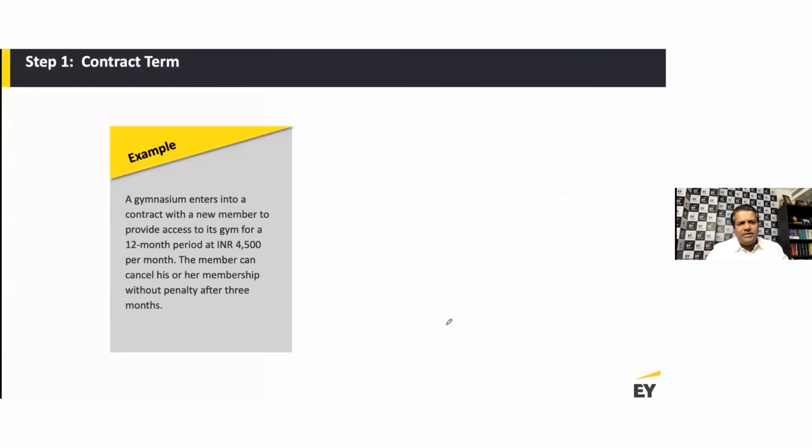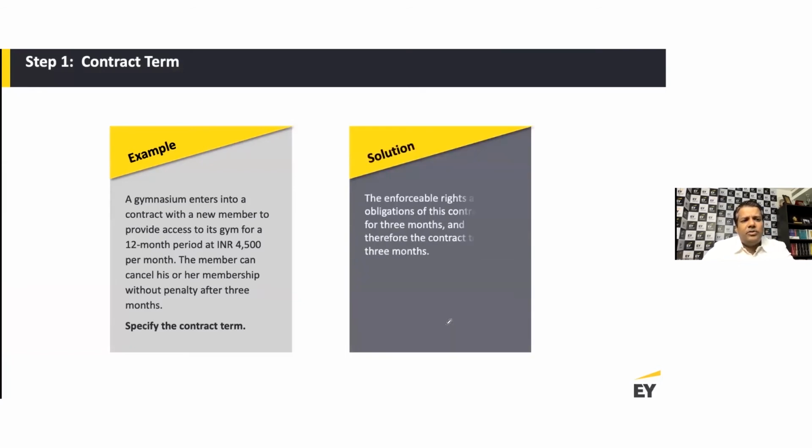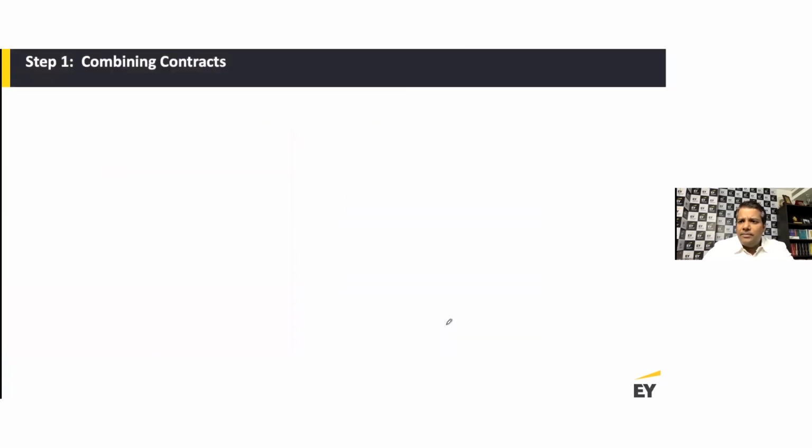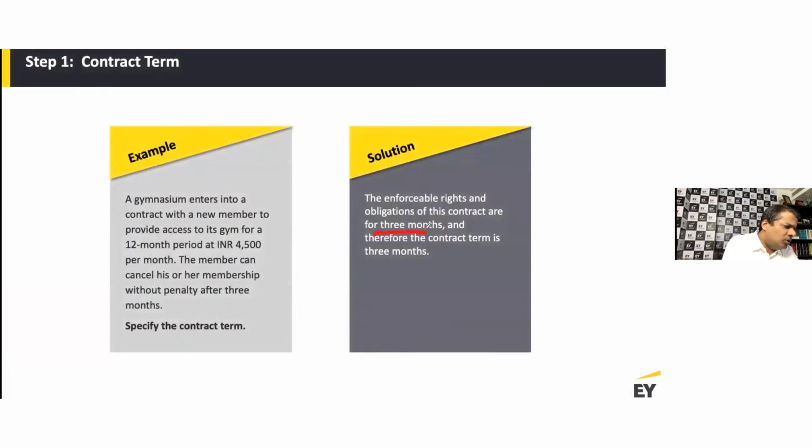So let's take this example on contract term. A gymnasium entered into a contract with a new member to provide access to its gym for a 12-month period at INR 4,500 per month. The member can cancel his or her membership without penalty after 3 months. What is the contract term? It's very simple. Since you have to give a 3-month notice, that 3 months in a way becomes your contract term, right? So there's a 3-month notice period, so 3 months is your contract term in this example, right?